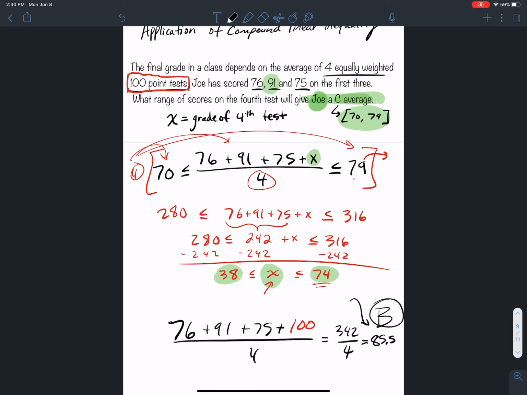All right. Now that wasn't part of the question. We finished up right here. I just wanted to throw that in there for you. But as long as Joe scores between a 38 on the next test to a 74, Joe's going to get a C.